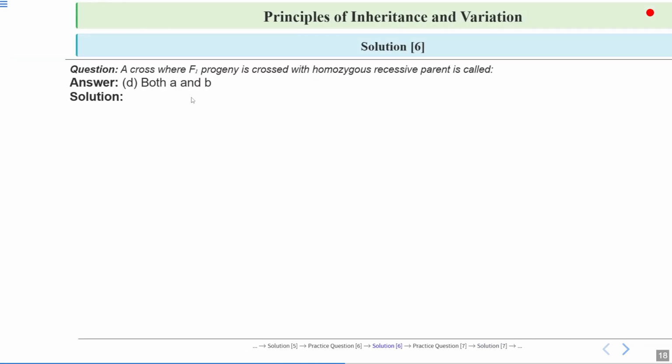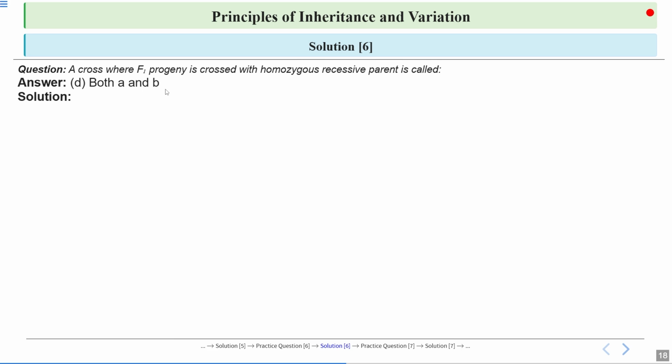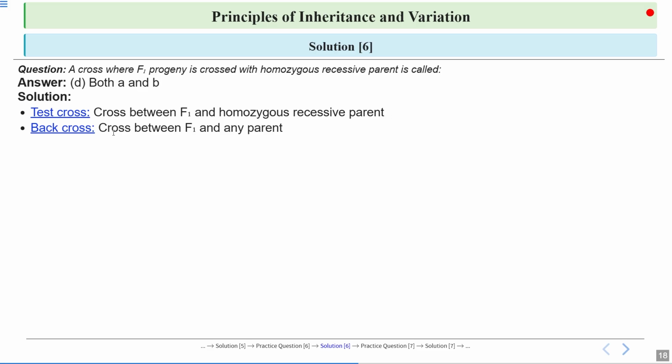Let's have a look at the answer. See, the answer here will be both A and B. Let's have a look at the explanation. Test cross is a cross between the F1 hybrid and the homozygous recessive parent. Now, what is back cross? Back cross is a cross between the F1 hybrid and any of the parents. So in back cross, the F1 generation is crossed with any of the parents. Clear?